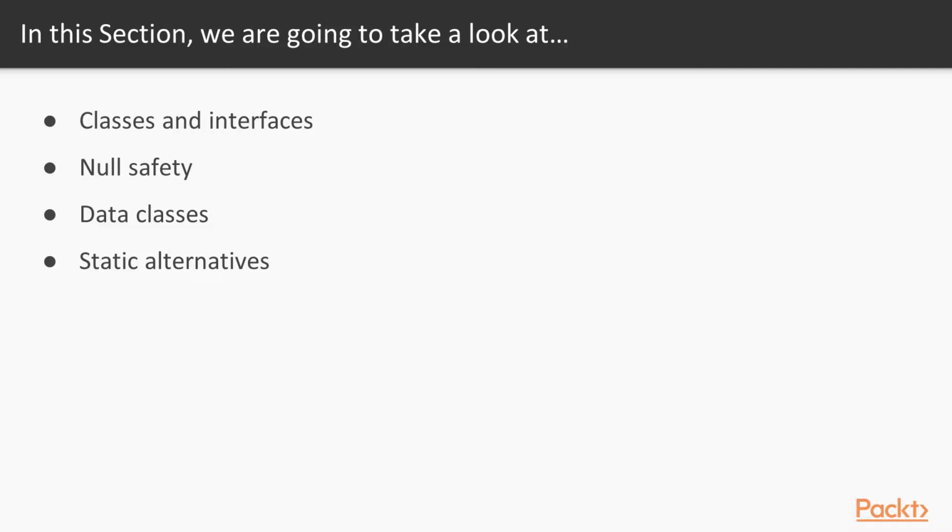The compiler can generate some methods for us, for example, hashcode and equals. We'll also talk about how Kotlin doesn't have the static keyword like Java has, and we'll see what our alternatives are for mimicking static from Java.